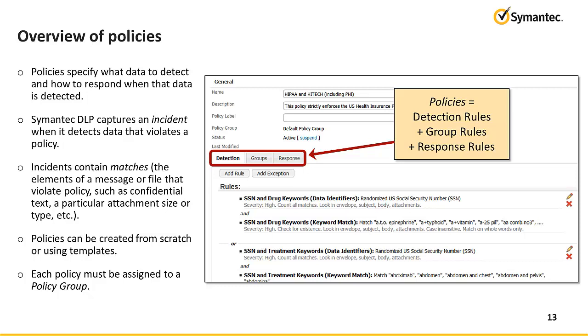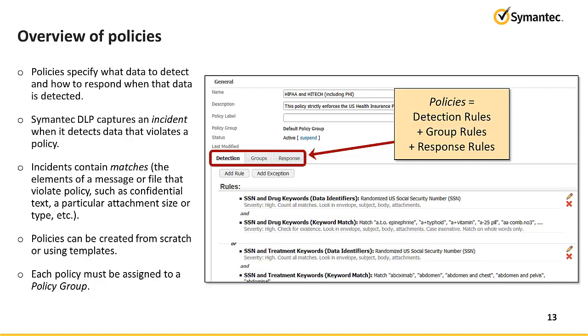Symantec DLP policies enable you to specify the data to detect, and the automated responses you want your detection servers, such as network monitor servers, network prevent servers, etc., and your endpoint agents to execute upon detection. Additionally, policies document and enforce security management practices. Symantec DLP captures incidents when it detects data that violates policy. Incidents contain matches, which are the specific elements of a message or file that violate policy. For instance, confidential text or a particular attachment size or type.